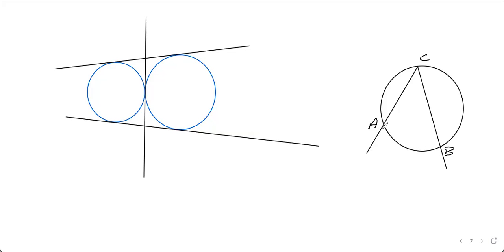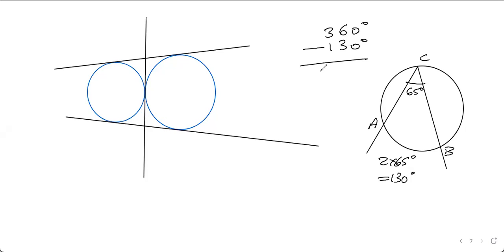If this is 65 degrees, the measure of the intercepted arc will be 2 into 65, which is 130 degrees. This much is correct. But the question says find the measure of arc ACB, not AB, but ACB. So this is not the correct answer. The correct answer would be 360 degrees minus 130 degrees, the remaining arc, which is 230 degrees.